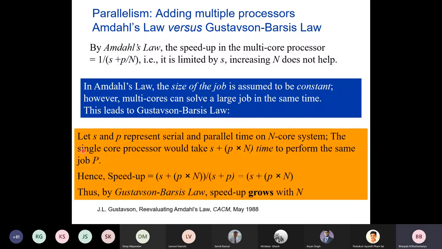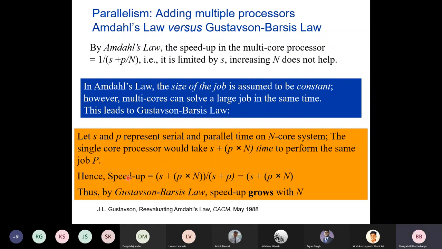Let S and P represent the serial and parallel time on the N-core system. We start from the parallel system first. Suppose S and P are the serial and parallel time in the parallel processing system. Then in the single processor, what would happen? The S portion would remain as it is. For the parallel portion, which would take P time in the N-core system, in a single core machine it would take P times N. It would take longer time in the serial machine, right?